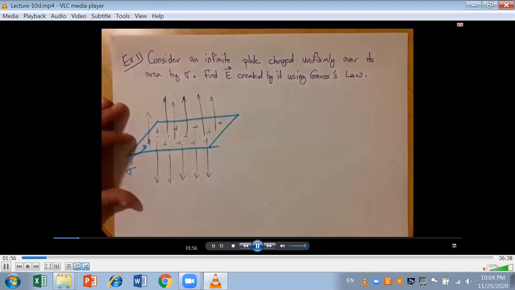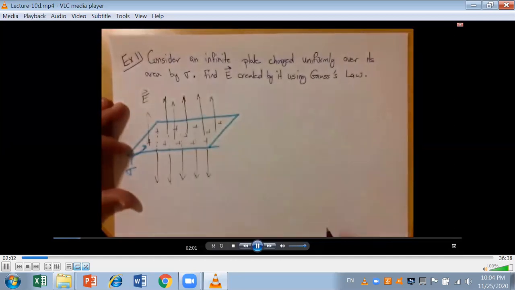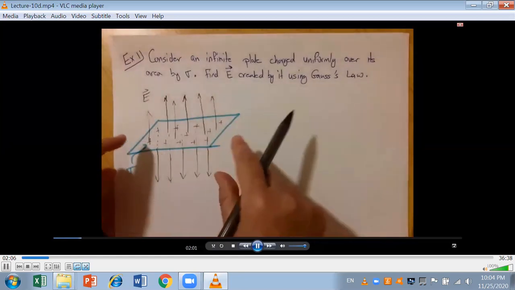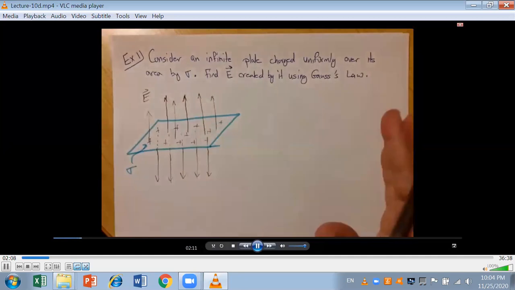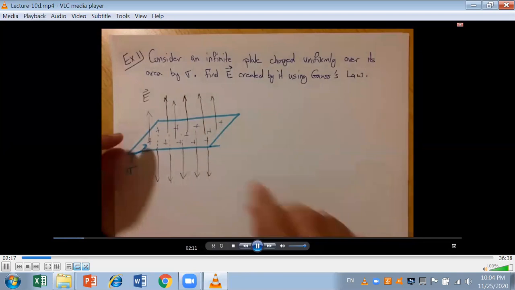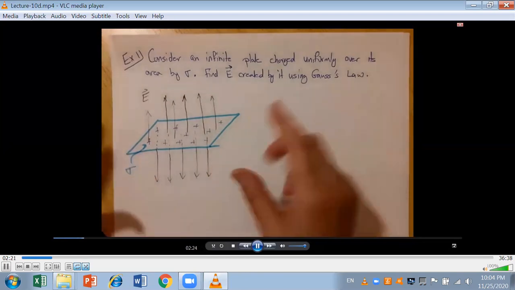We're interested in finding the electric field. What is its magnitude? If we have an infinite plate, we can't draw it infinite, so here we draw it finite, but it is infinite. And infinite doesn't mean tends to infinity, it means very long relative to something else, relative to the thickness. So it's infinite.